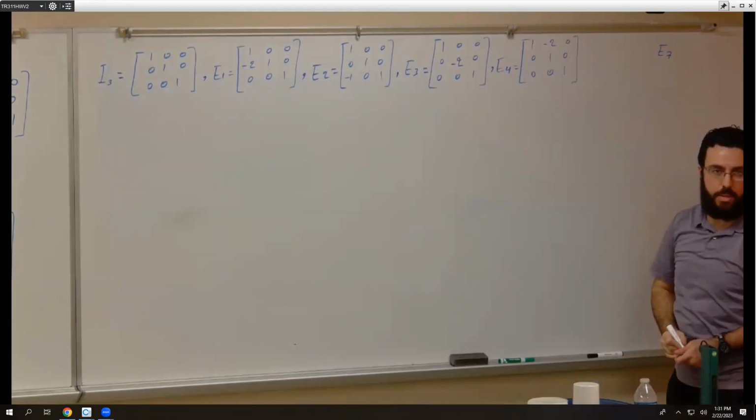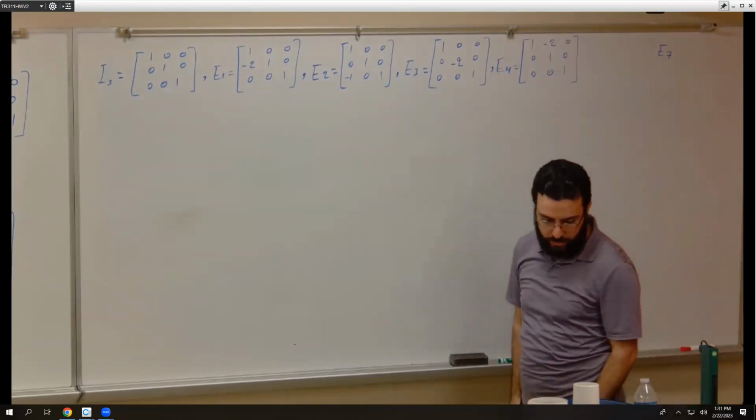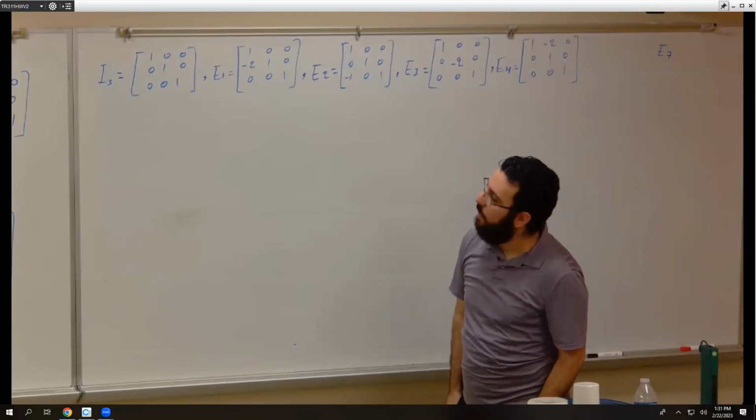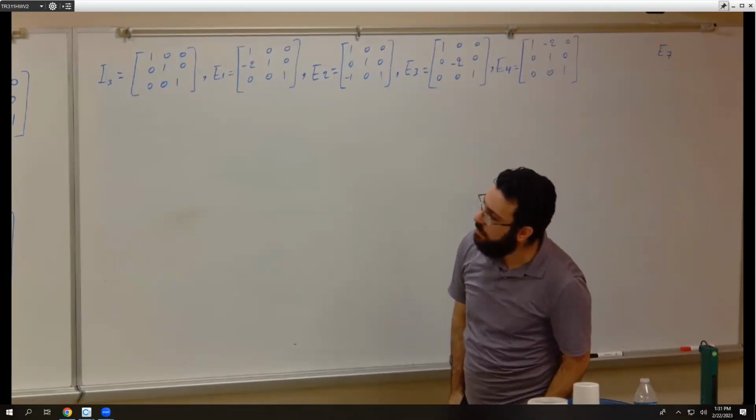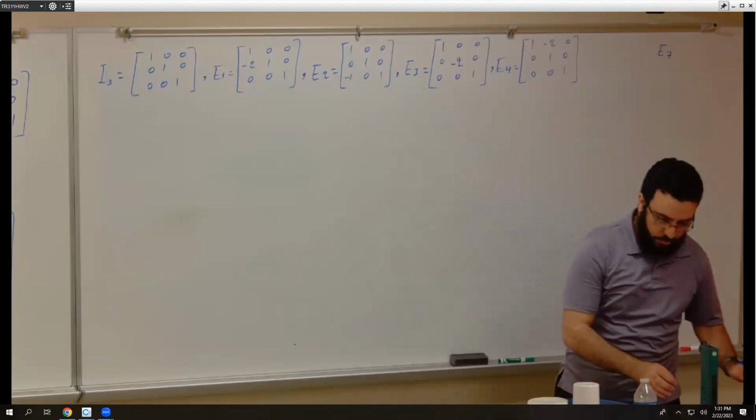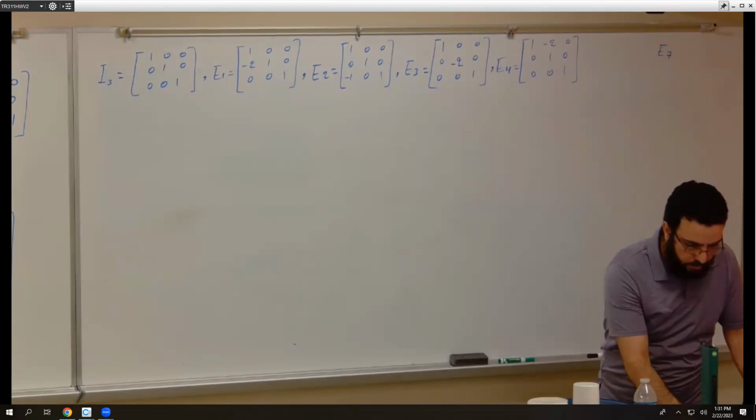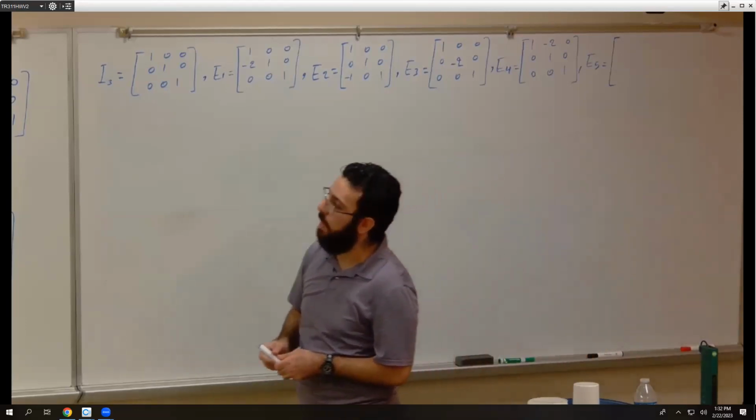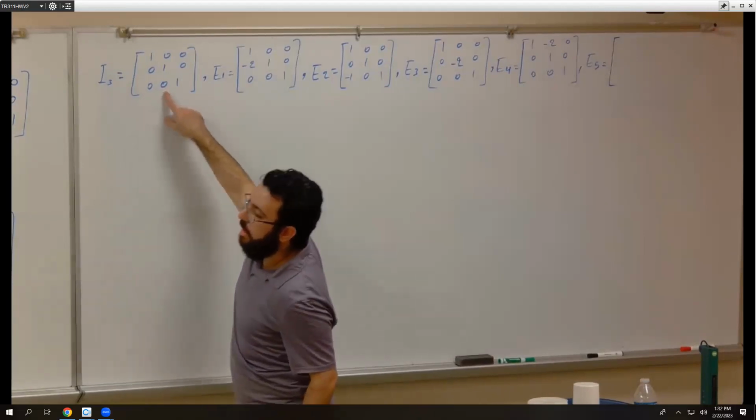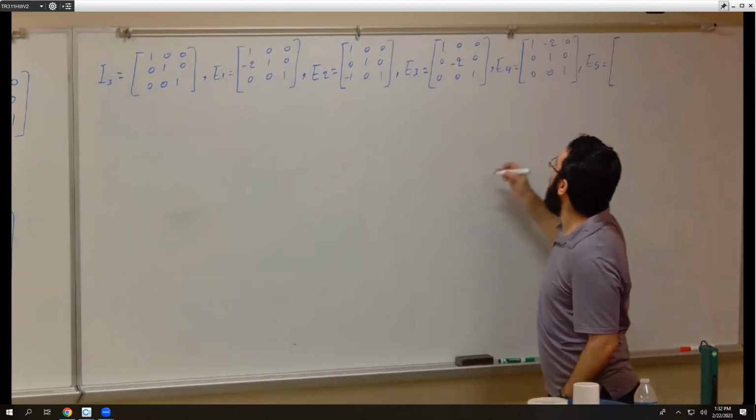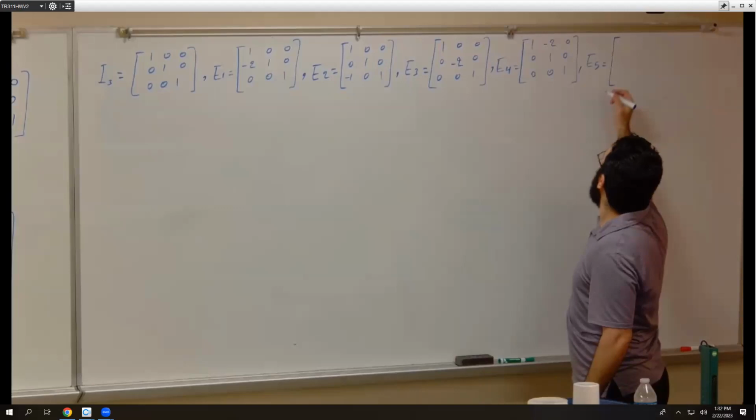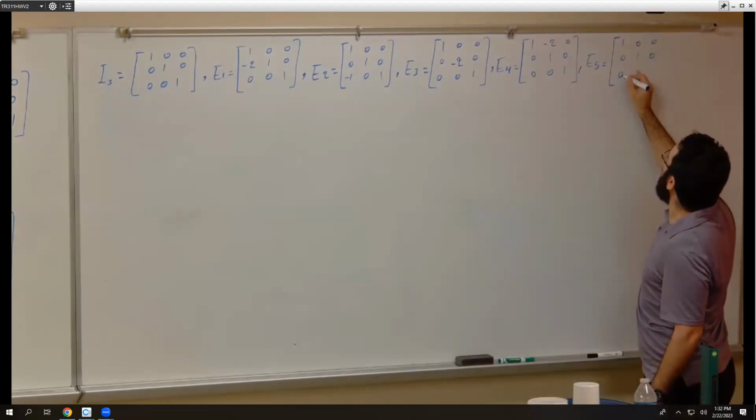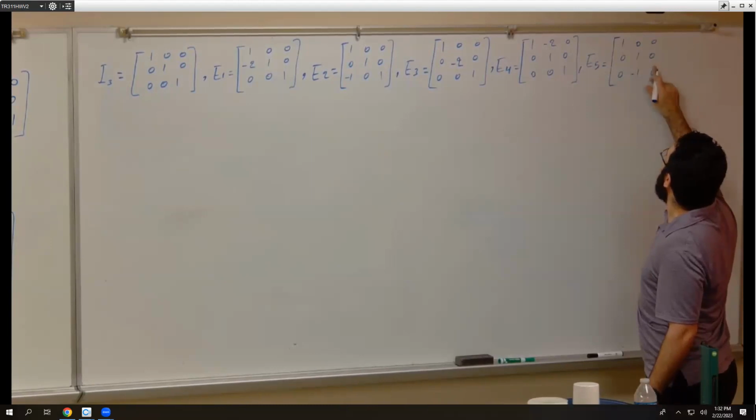Yes or no? E5. Bottom 0. Middle bottom, which is here. This one is going to be what? Negative 1. So 1 0 0, 0 1 0, 0 negative 1 and 1.